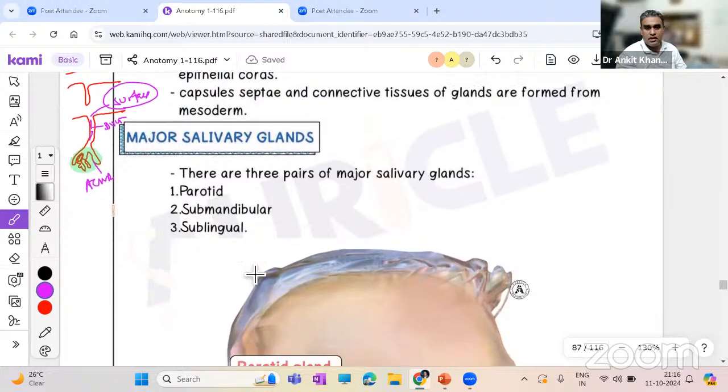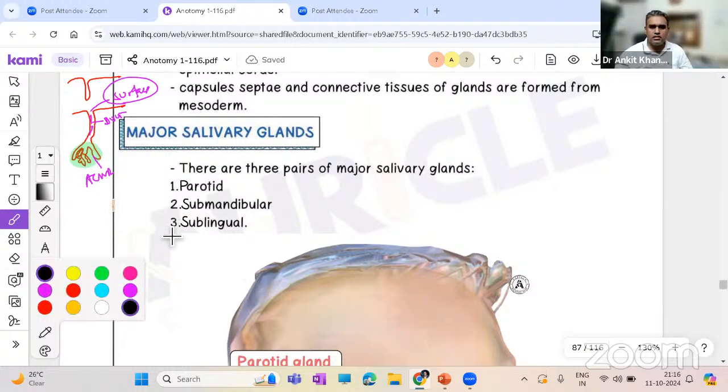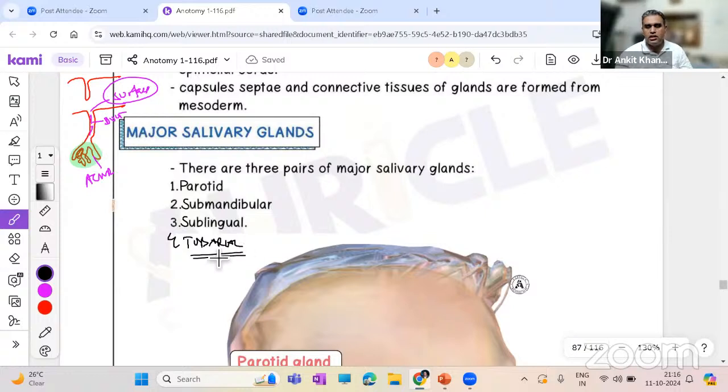Three major salivary glands are there. But there's a small addition to it. A few years back, the tubarial salivary gland was added to the list. There's also one more salivary gland known as the tubarial salivary gland. So there are now 4 major salivary glands. We have parotid, submandibular, sublingual, and tubarial salivary gland. It is near the opening of the eustachian tube.